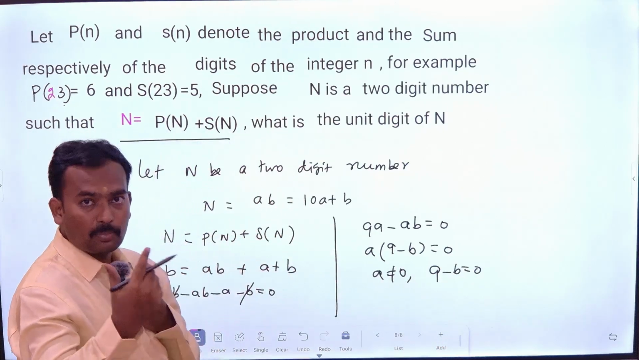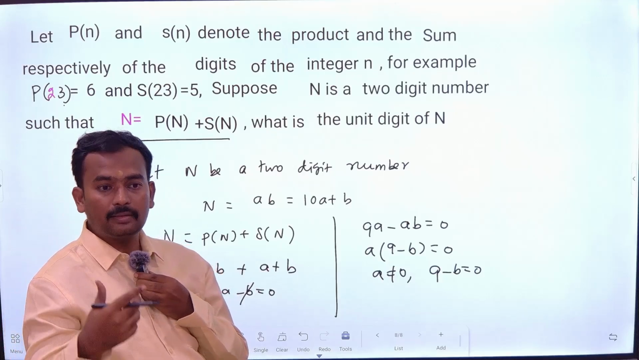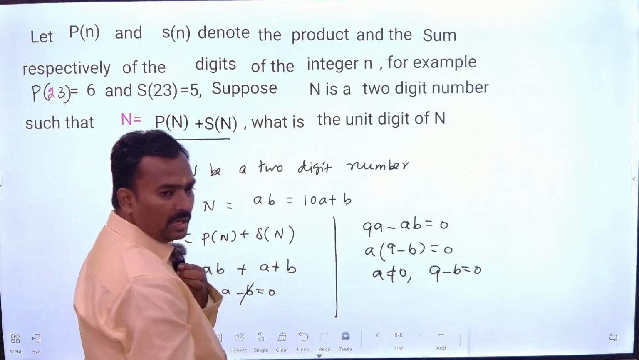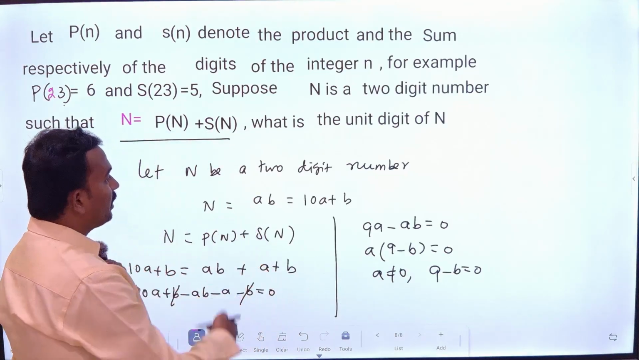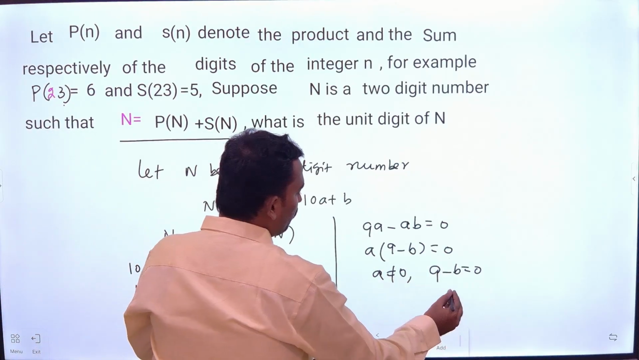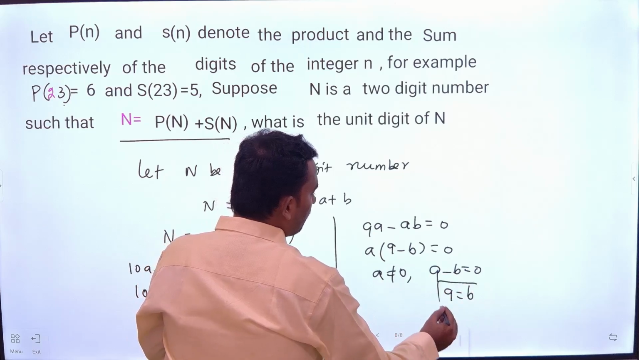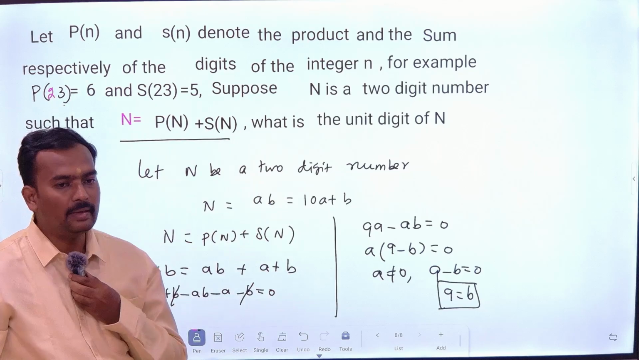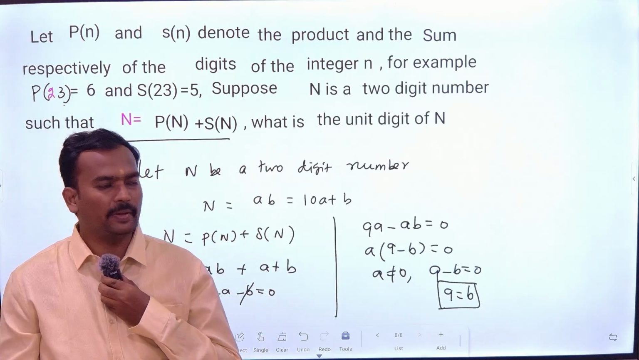You already know that if the product of two expressions is 0, then one of them must be 0. A can never be 0, because then it would not be a 2-digit number. Therefore 9 minus B is equal to 0, so B is equal to 9. This is the answer for the unit digit of n. I hope everyone understood.